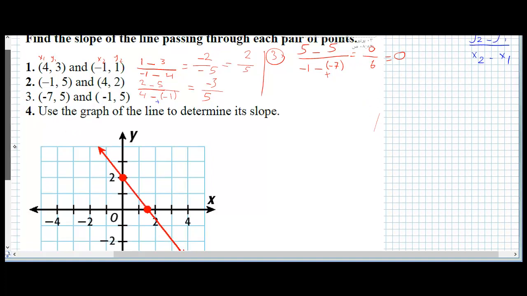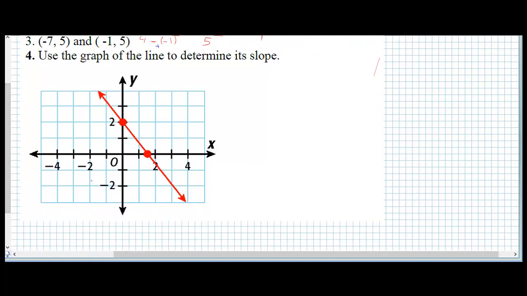Let's go for question 4. Here I have a graph, and I need to find the slope for the graph. We said before, choose any 2 points on the graph and solve as we did before. So take this point. Here x is 0, right? And y is 2. This other point here, x is 1 and a half, and y is 0.